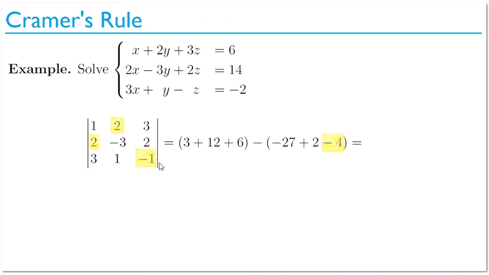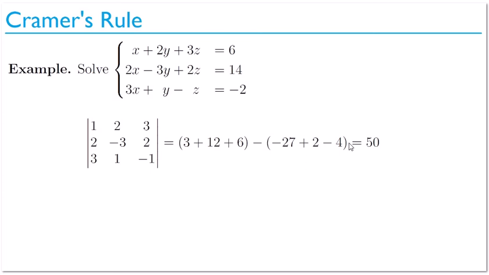And if you simplify, we have here 3 plus 12 plus 6, that is 21, minus negative 27 plus 2, so we have negative 25, minus 4, we have negative 29. So 21 minus negative 29, that is 50. The determinant of the coefficient matrix is 50. That is, it is not equal to 0, so we can use Cramer's rule.